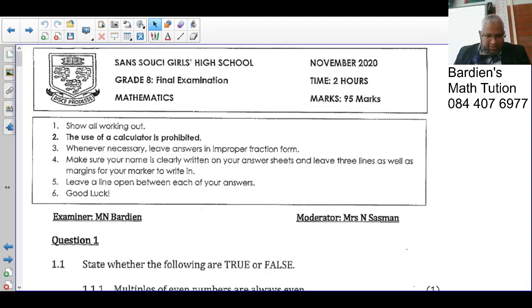Okay, good morning. So today we're looking at the final examination of grade 8 2020. That was last year's grade 8s, since we are in the year 2021. Also with regards to the grade 8s of last year, they didn't do geometry. Okay? So that's why you will see that there's no geometry in this paper.